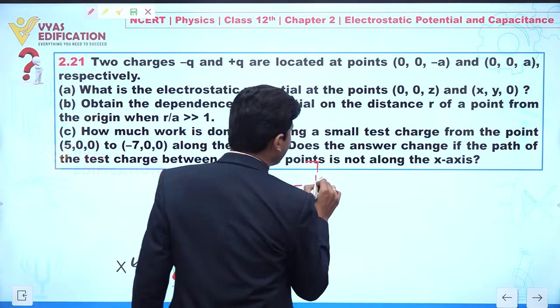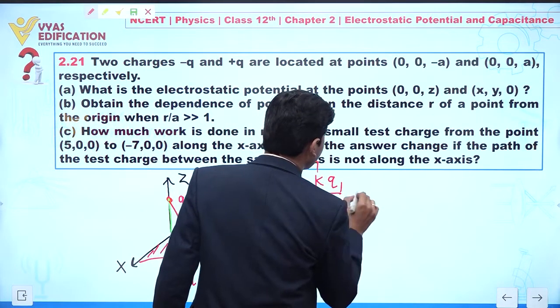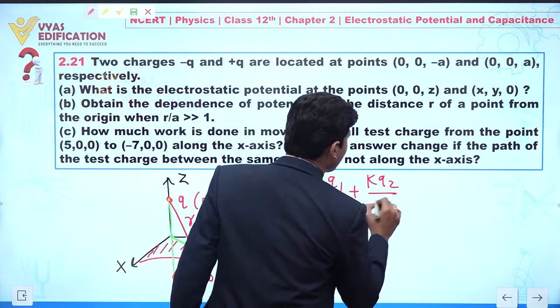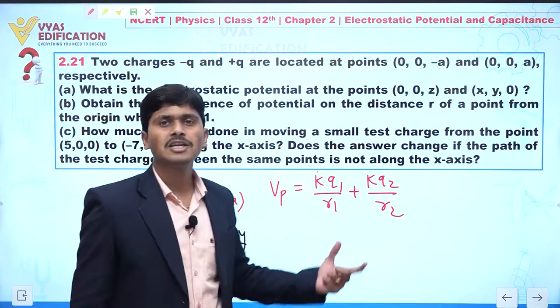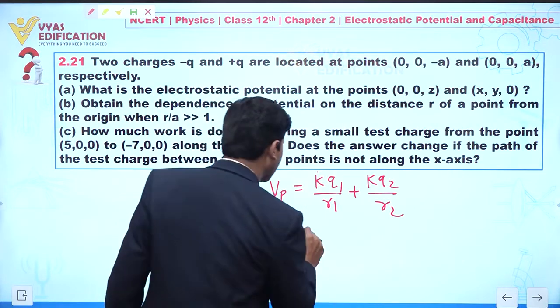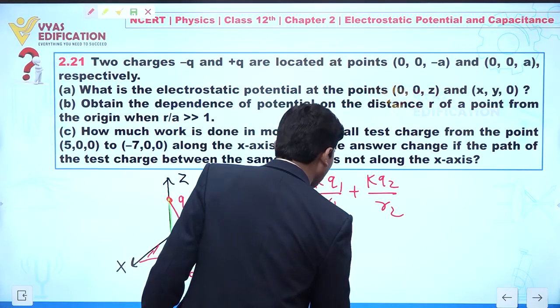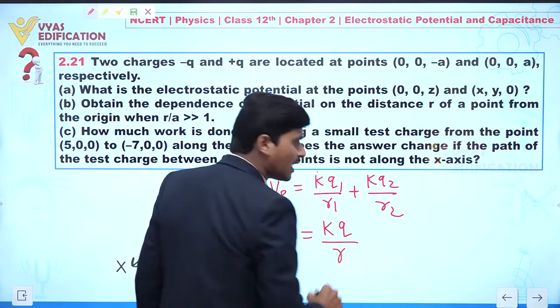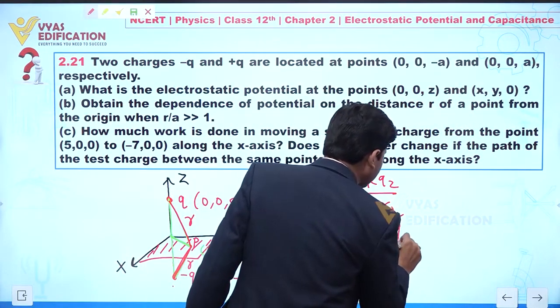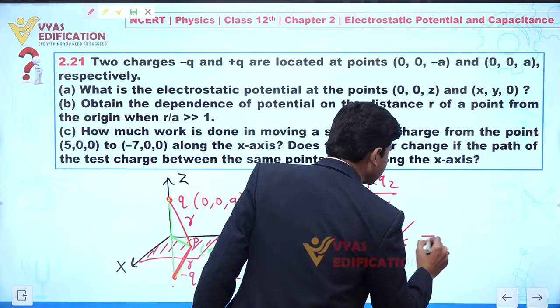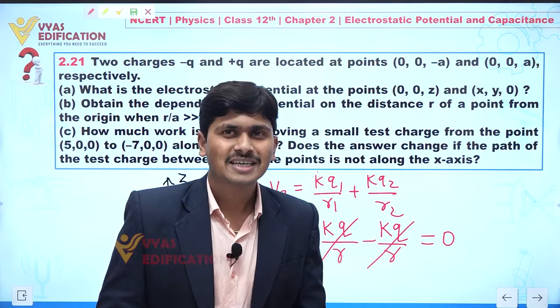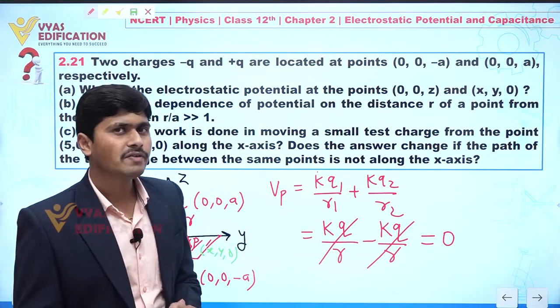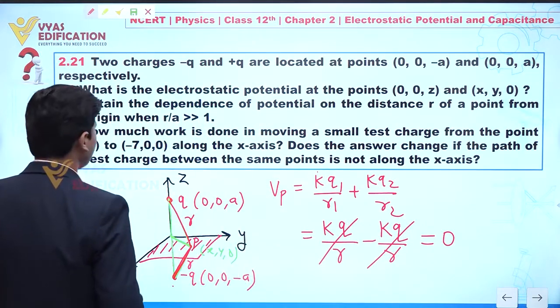This is given by kq1 upon r1 plus kq2 upon r2. Now you can say q1 and q2 are the same in magnitude but opposite in sign. So we can write kq upon r1, let's suppose I am taking r. Here we can write kq by r minus kq by r. We can say both are cancelled out, and at this position we get the electric potential equal to 0. So this is all about part A.